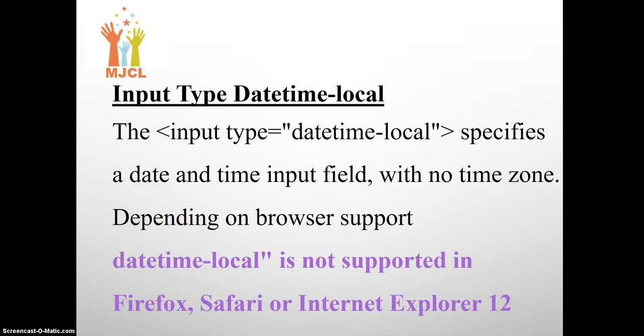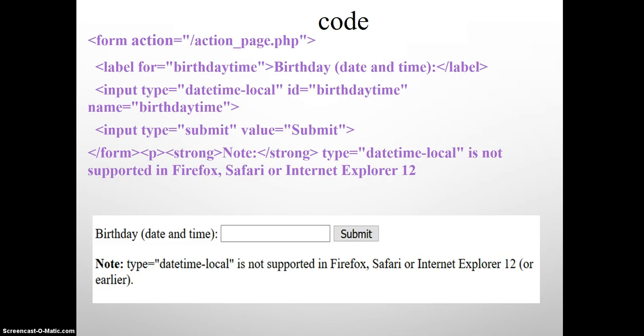Next is datetime-local. This field accepts date and time with no time zone. No time zone means it follows the UTC standard time zone. Every country can follow the UTC time zone, and India follows GMT, which is plus 5:30 of UTC. Firefox, Safari or Internet Explorer version 12 do not support this control. Implementation of the program, and that is the output birth date. Here you enter the date and time.